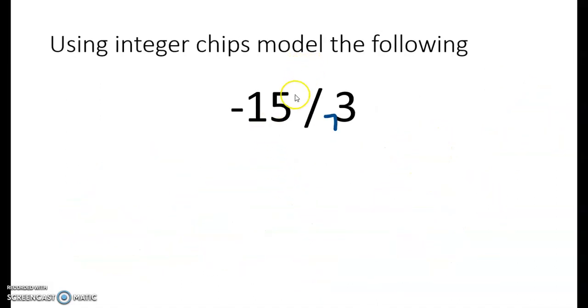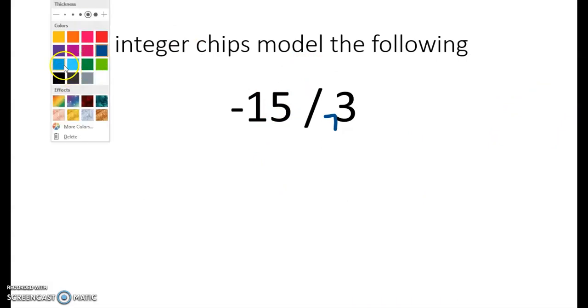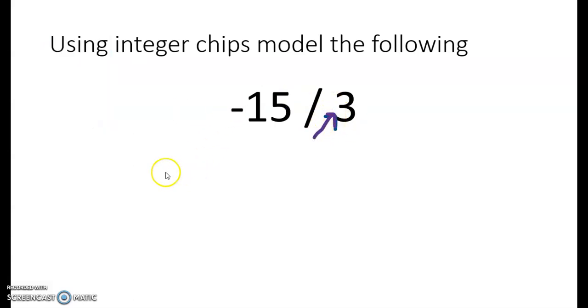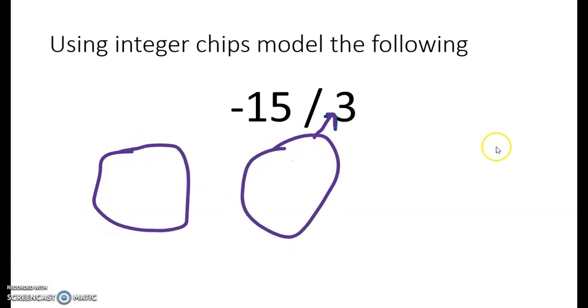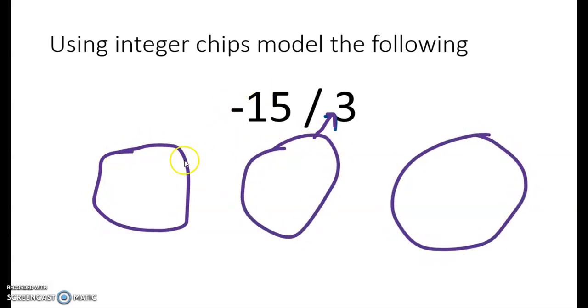Okay, -15 divided by 3. There might have been a mess up in the recording there. I just paused it and then I'm starting over. So we've got 3 groups right here. The second number tells you how many circles you're going to draw. We know we've got 3 groups, and then we've got 15. So we just divide them.